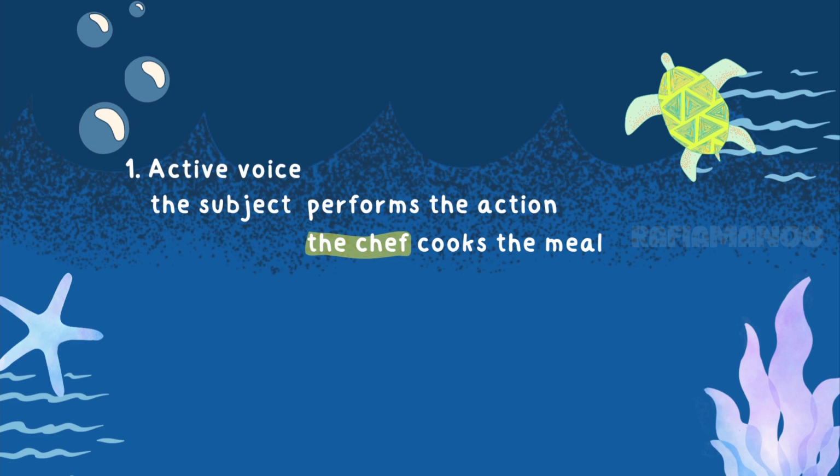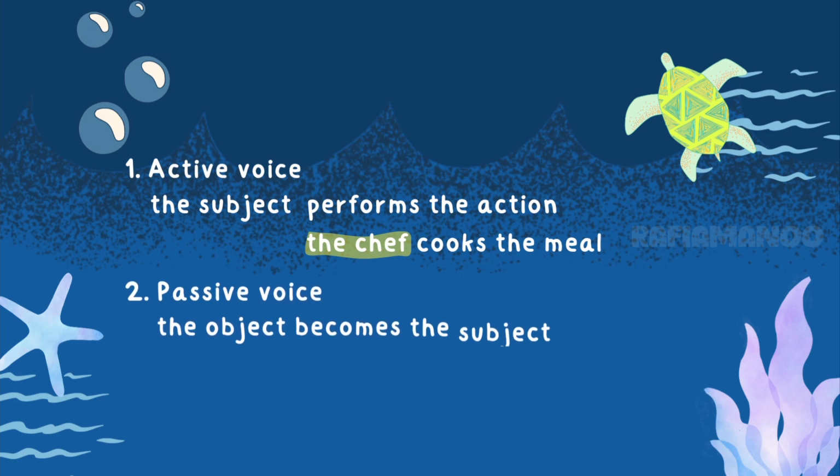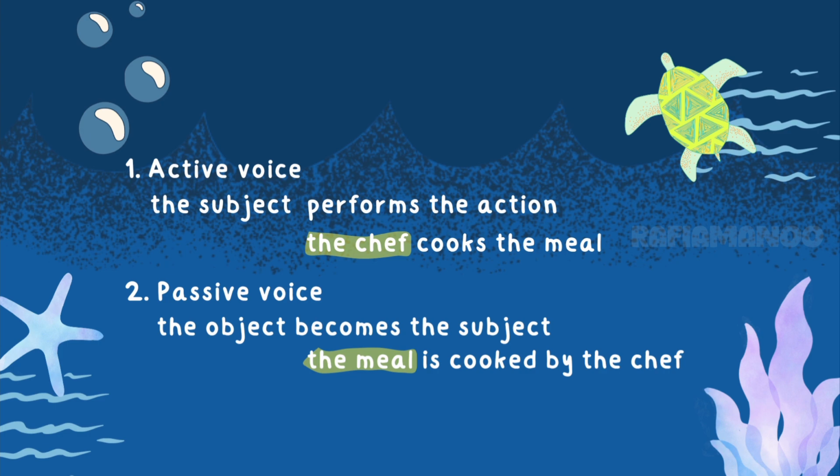In passive voice, the focus shifts from the subject to the object of the action. The object becomes the subject of the sentence. For example, the meal is cooked by the chef. Here, the meal is the focus, not the chef. So, passive voice is when the action is being done to the subject, rather than the subject doing the action.